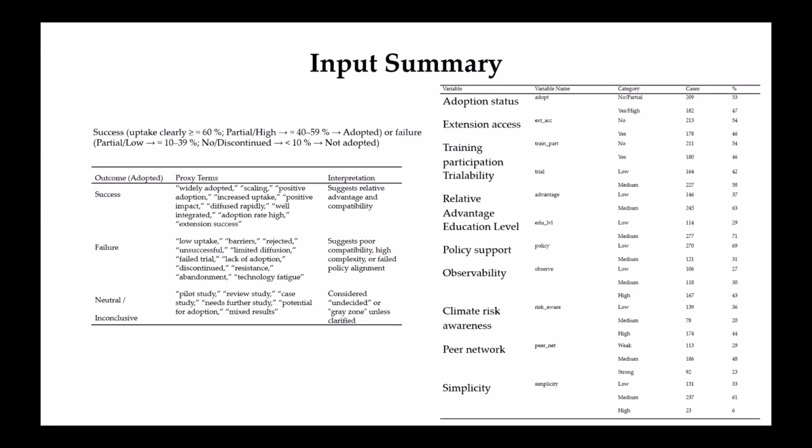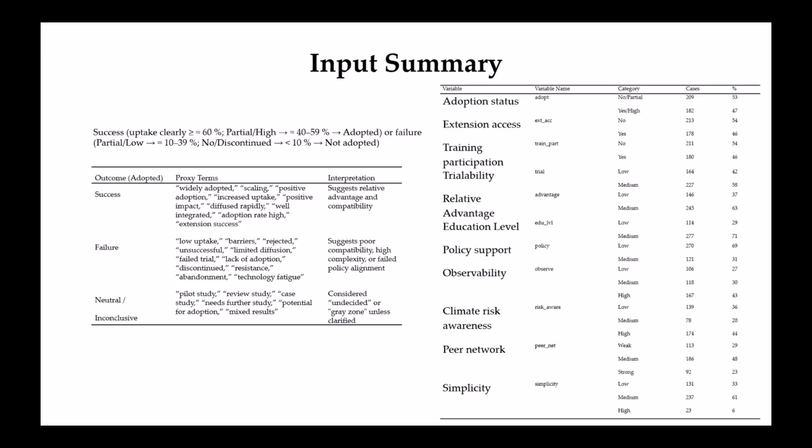Number one is success rate. Some publications discuss 60%, or 40% to 59%, or some kind of partial, some kind of numbered percentage for the adoption rate, so we capture this adopted rate. Or failure, partial loss, like 10 to 39%, or no adoption to discontinued, or less than 10%, is non-adopted. So we only have two categories, adopted or non-adopted.